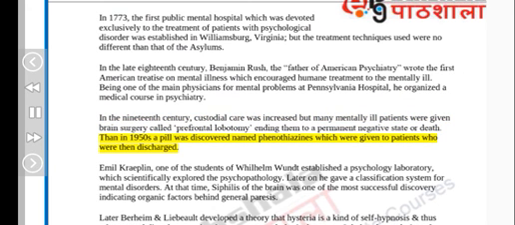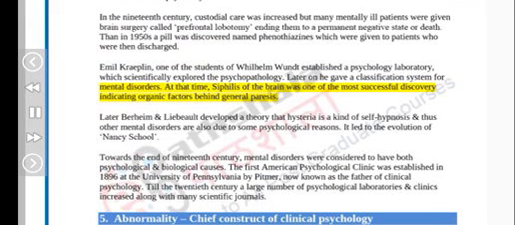Then in the 1950s, a pill class named phenothiazines was discovered, which was given to patients who were then discharged. Emil Kraepelin, one of the students of Wilhelm Wundt, established a psychology laboratory, which scientifically explored psychopathology. Later on he gave a classification system for mental disorders. At that time, syphilis of the brain was one of the most successful discoveries, indicating organic factors behind general paresis.